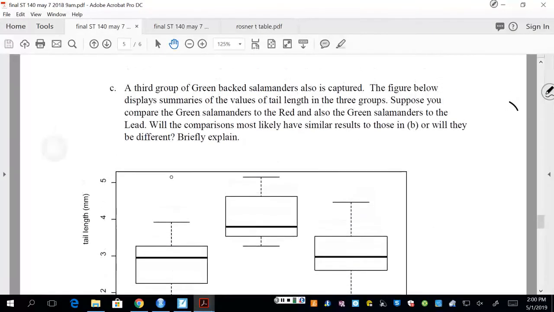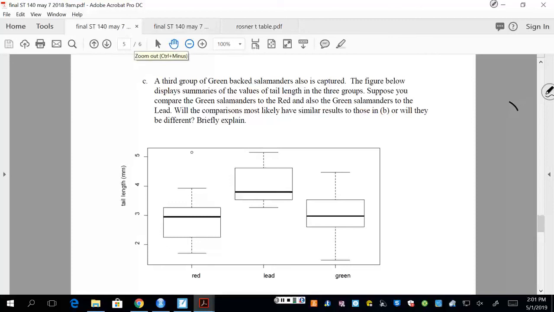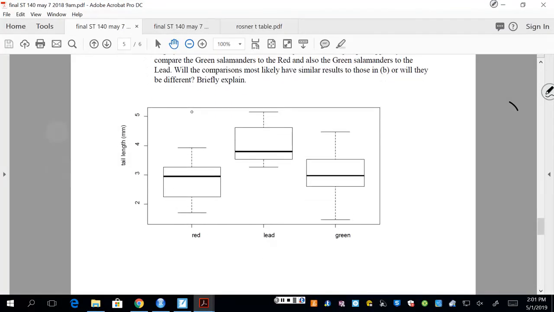A third group was also observed, green-backed salamanders. And here are box plots of the three groups. Do you think that the groups will be significantly different or not? It would be an average difference. Red and green might be quite similar, maybe they're not significantly different. But the red ones look different from the lead colored and this one. Those look significantly different. These, maybe. It depends on sample size.